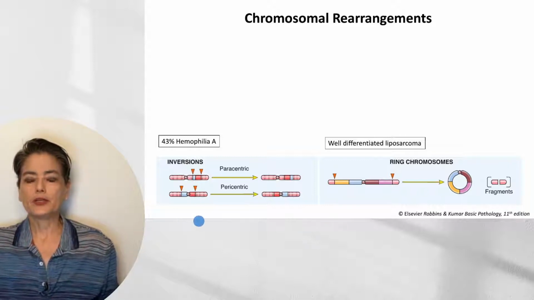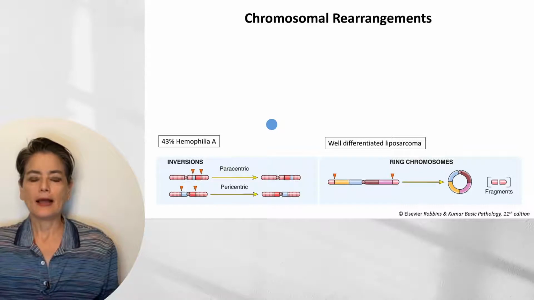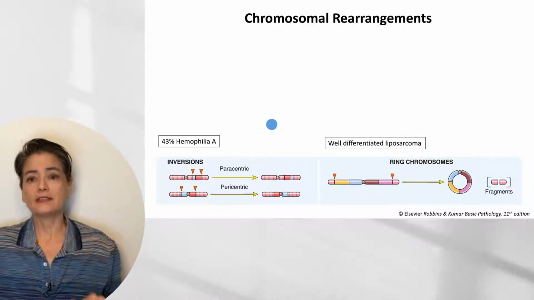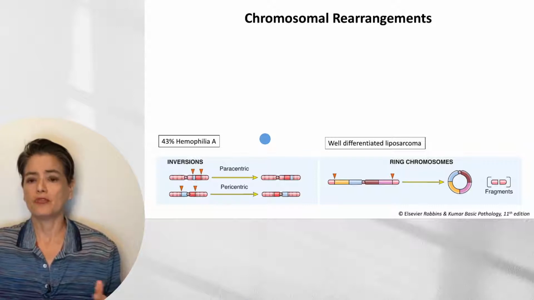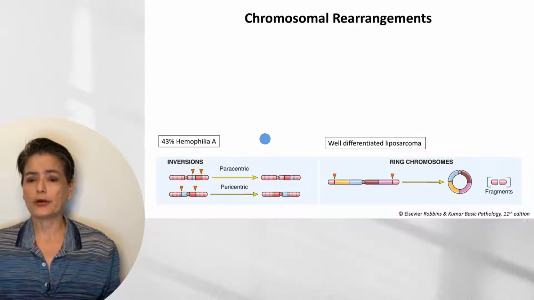And then coming back here to inversions, we can either get breaks that occur on one side of the centromere or ones that frame the centromere, leading to paracentric and pericentric inversions respectively. And then just to associate a disease state with this, we know that we can see inversions in about 43% of patients with hemophilia A. So chromosomal rearrangements, I think, are pretty straightforward.